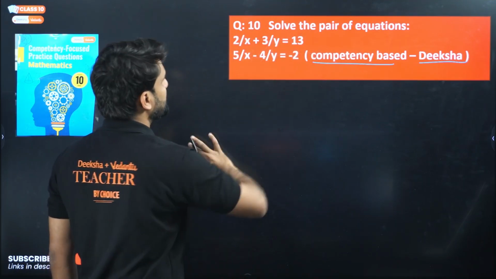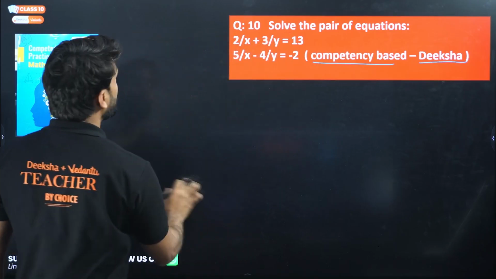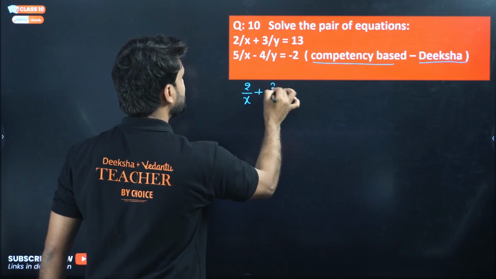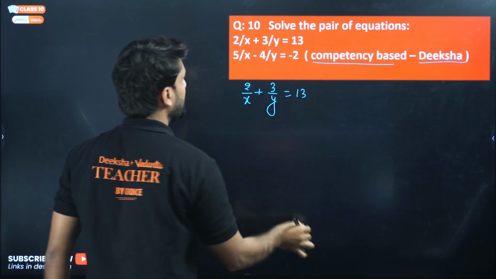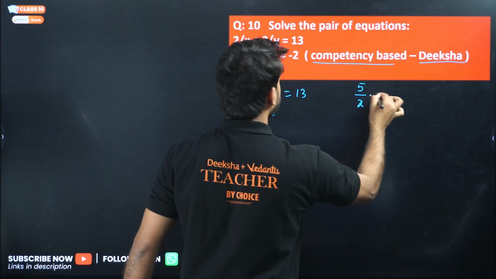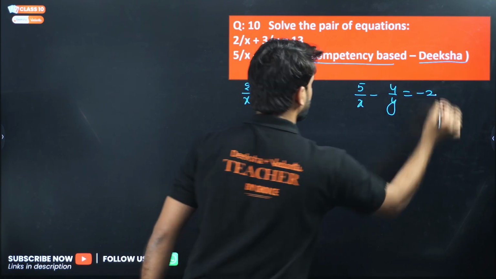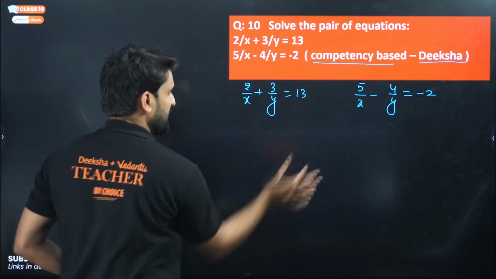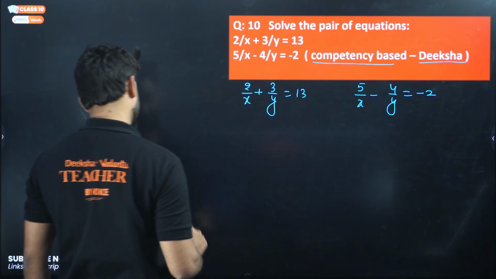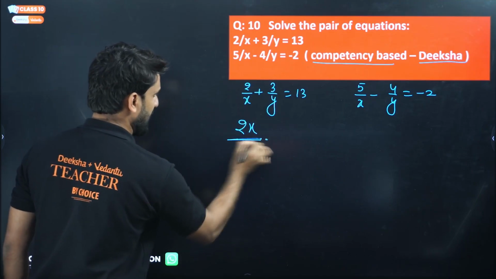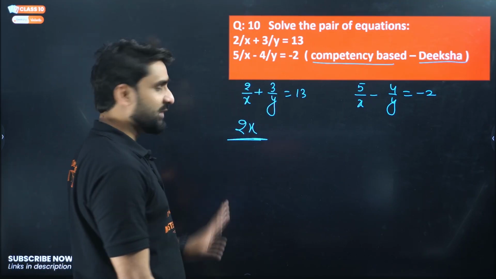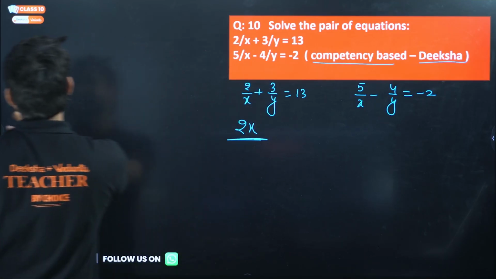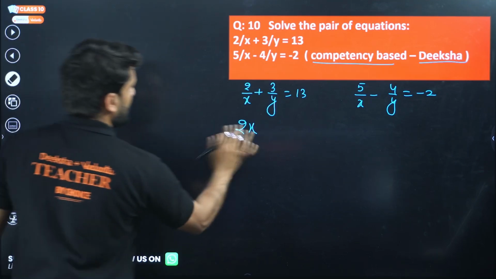Okay, so let's do the question. Look, the question is 2 by x plus 3 by y equals 13, and the second equation is 5 by x minus 4 by y equals minus 2. How can we do such questions? Look, the variable is in the denominator. If the variable had been in the form 2x, tackling the question would be very easy. But here the variable is at the bottom. So how can we do such questions?